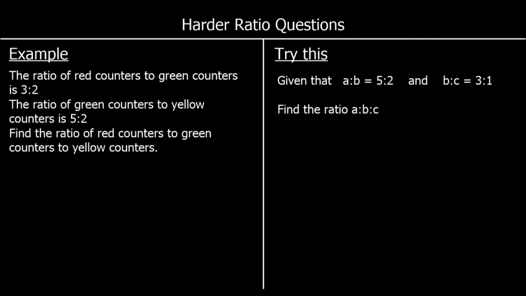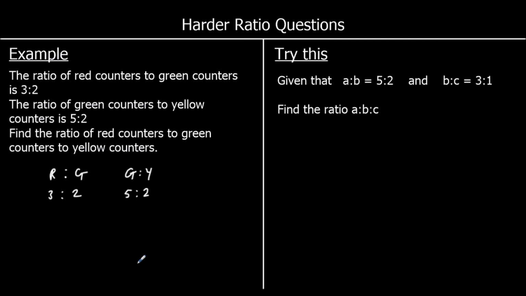In this video, we're looking at different types of questions involving ratios. The example here says a ratio of red counters to green counters is 3:2. The ratio of green counters to yellow counters is 5:2. Find the ratio of red counters to green counters to yellow counters.